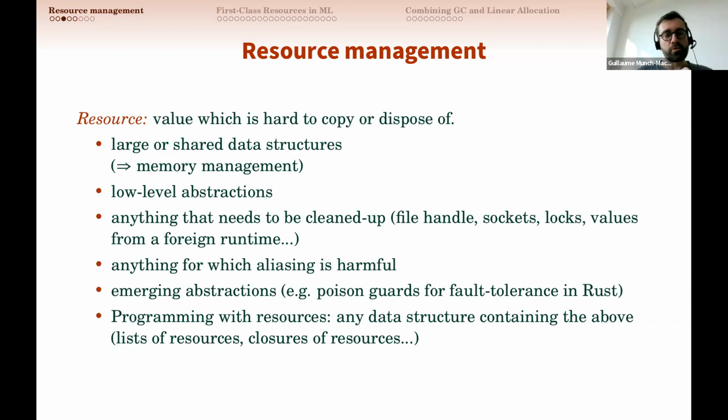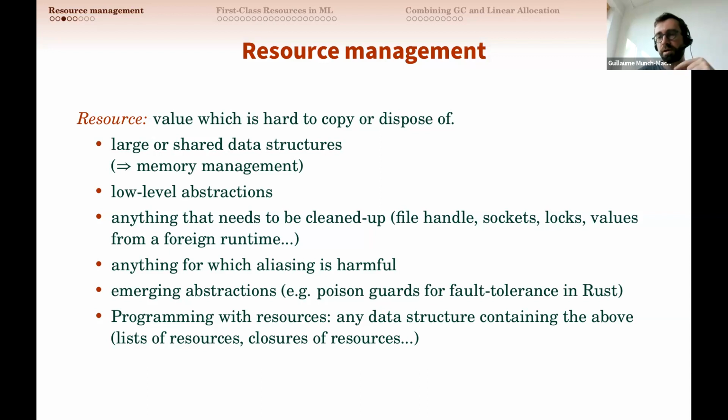My definition of a resource would be a value which is hard to copy or dispose of. So you have to do something explicit if you want to copy it or dispose of it, if you even can. In languages without a GC, this would be memory, of course. But even with a GC, if you have large amounts of memory, you might want to treat it as a resource. Those are the low-level abstractions from your OS. Things that need to be cleaned up, like mutexes. Things for which aliasing is harmful, so when you want to control aliasing to, for instance, prevent data races.